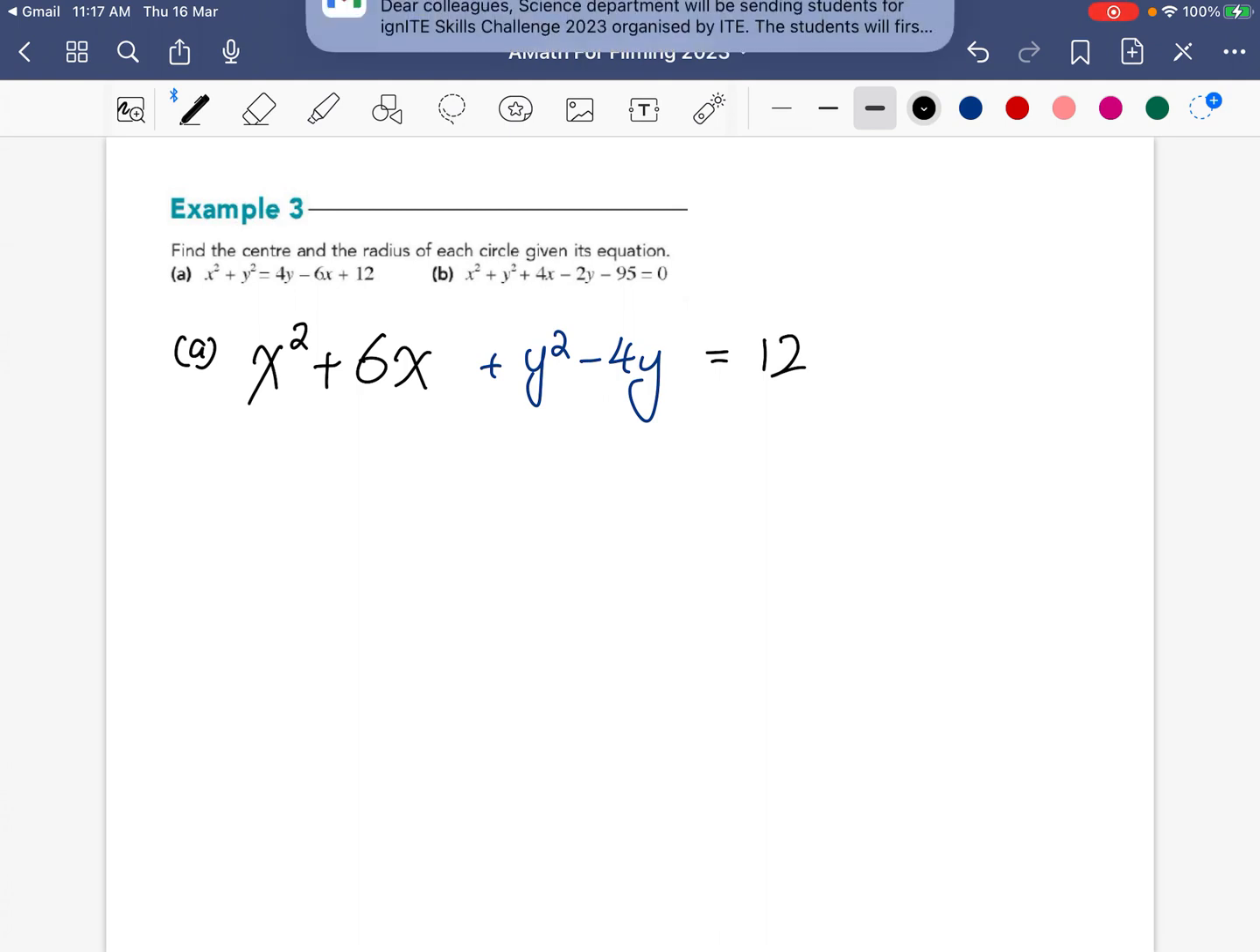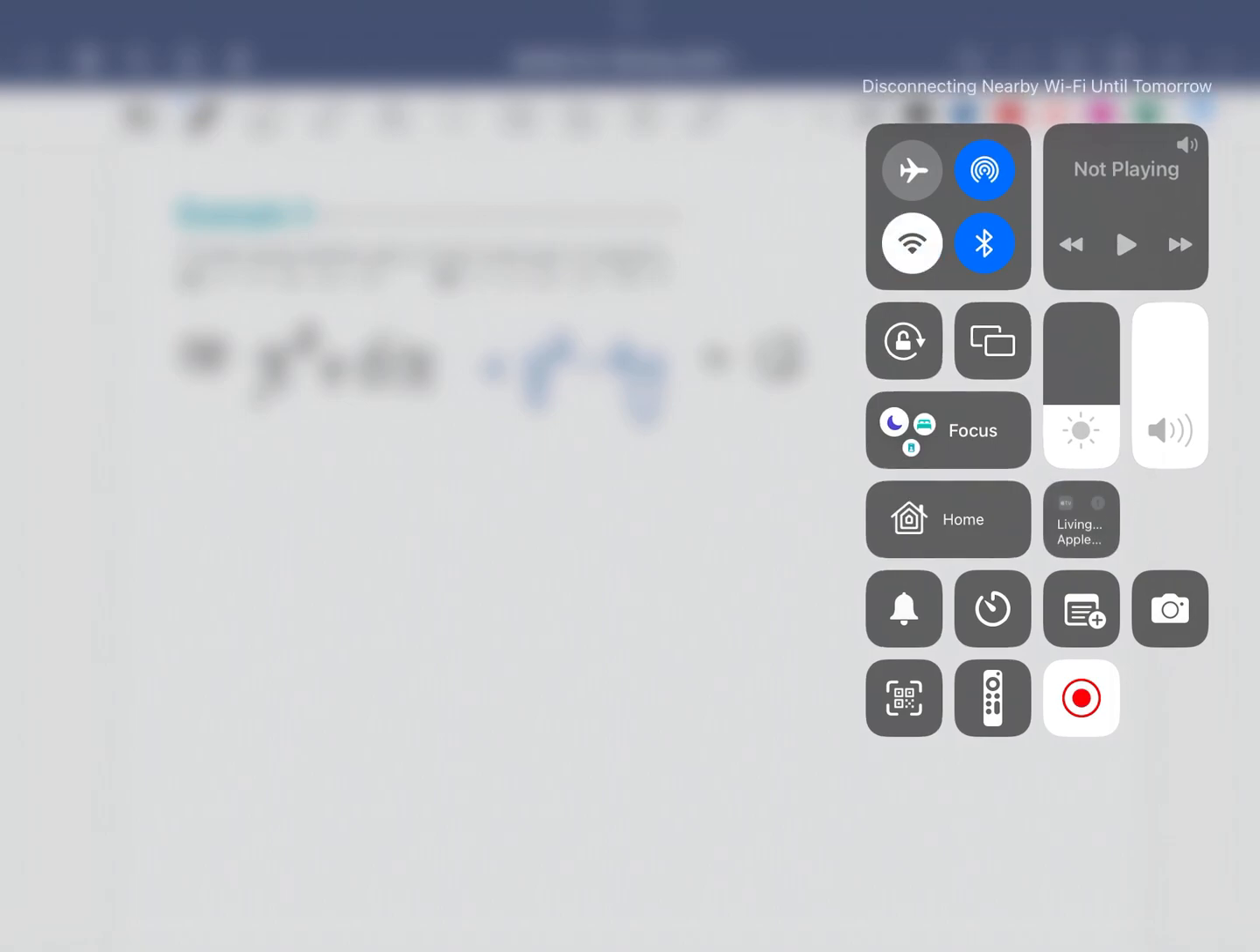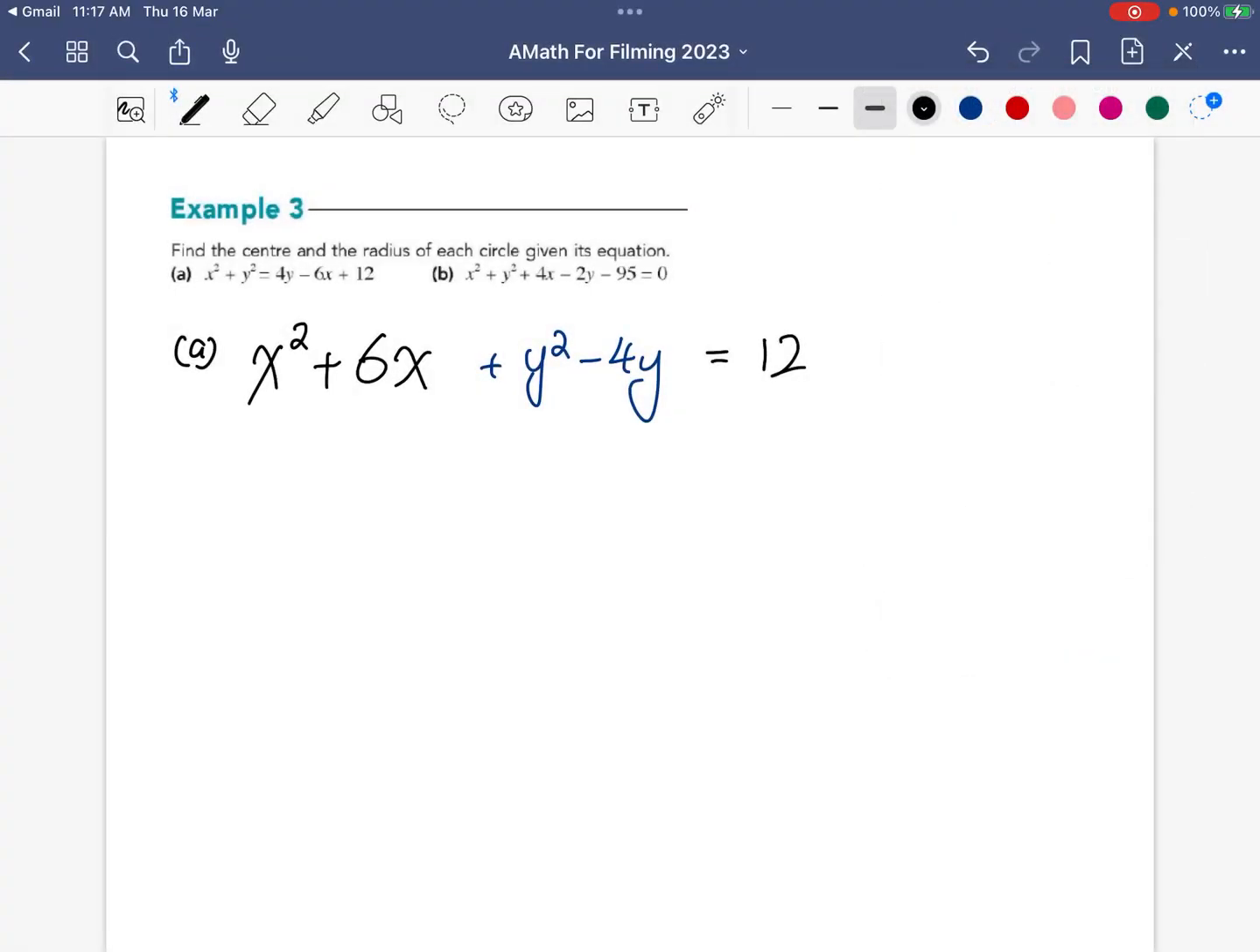Notice that I've rearranged my equation so that I can push all the variables x and y onto the left hand side of my equation. First and foremost, I will complete the square for x squared plus 6x. Hence, at the first part of this video, I asked you if you remember how to complete the square. Very important skill here. So I'll get (x plus 3) squared minus 9.